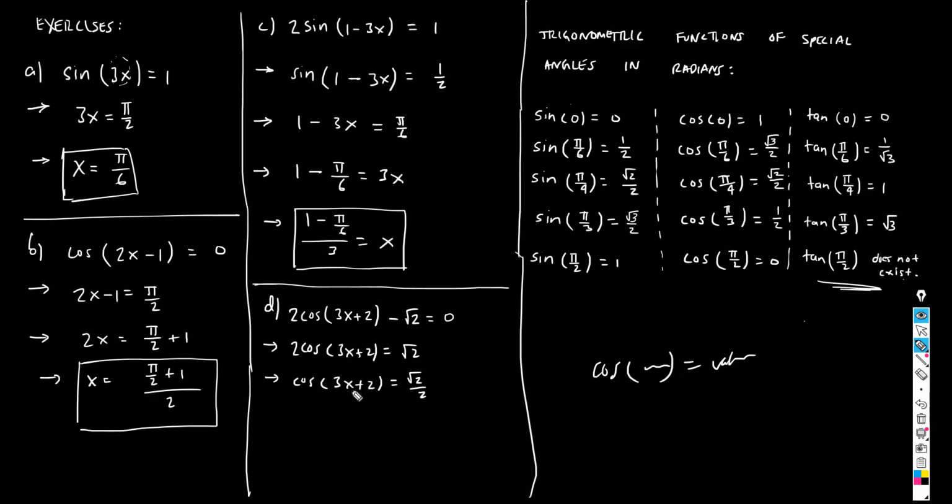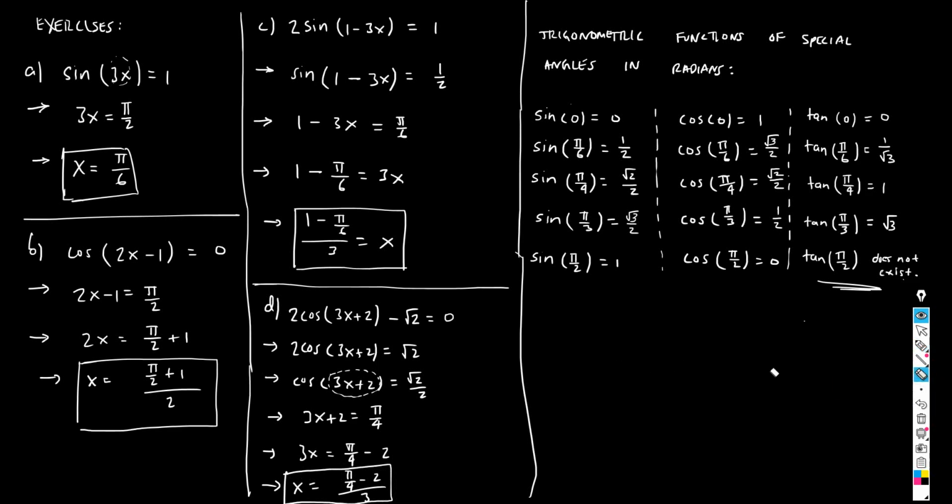Okay, so for what angle do we have that the cosine of such angle is equal to square root of 2 over 2? So let's see. It's going to be pi over 4. So all of this should be equal to pi over 4. So let's make that statement. We can know that 3x plus 2 equals pi over 4 radians, and then the rest is a piece of cake. So pi over 4 minus 2, and finally x equals pi over 4 minus 2 over 3. That's it.